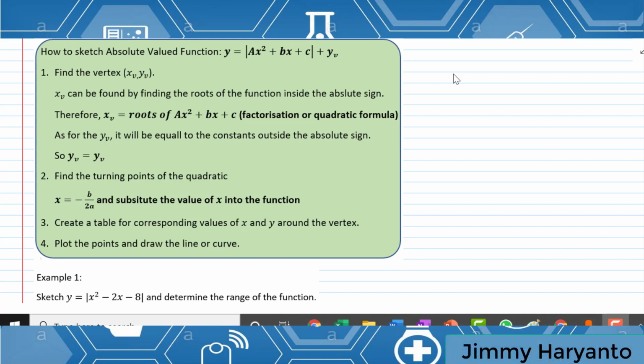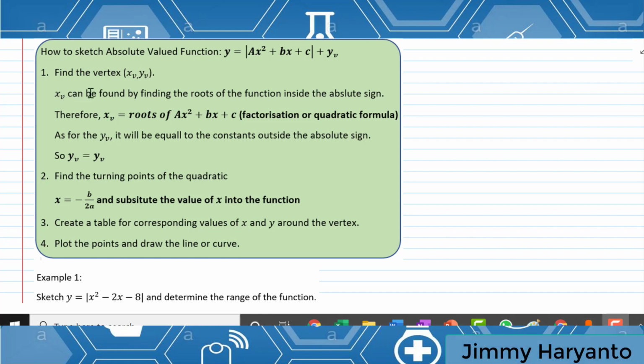Okay guys, so now we will try to draw an absolute function involving a quadratic function. The form will be y equals the absolute value of ax squared plus bx plus c, and then plus yv. The steps are the same as the previous one, but we have to add a second step.